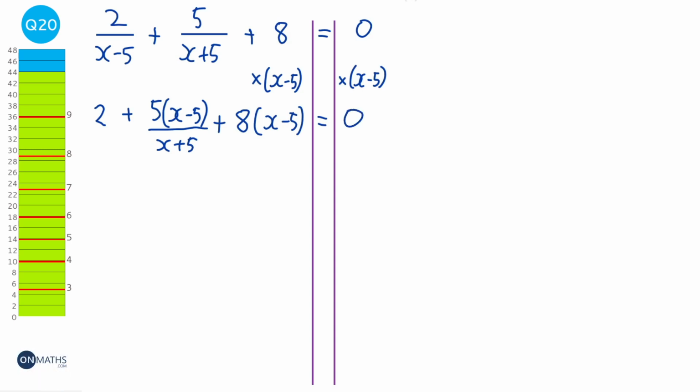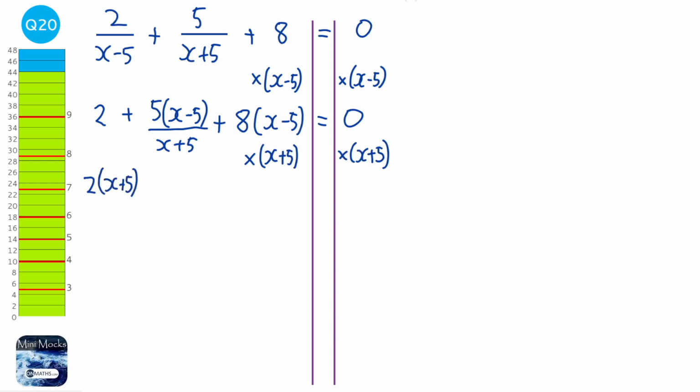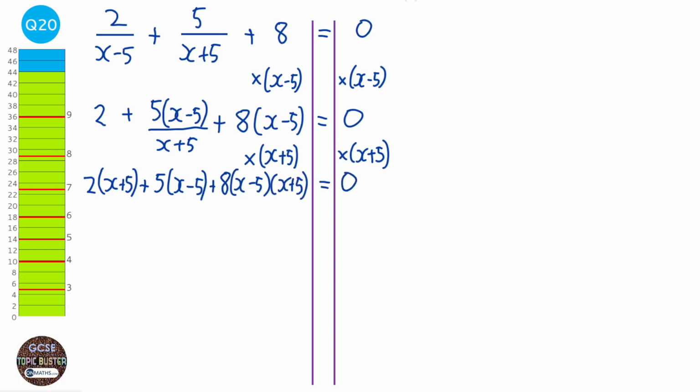Okay, next we're going to times both sides by the x plus 5 to get rid of that fraction. So this will leave us with 2 brackets x plus 5. That will get rid of this fraction here, and we'll just leave the x minus 5, and then this will become 8 brackets x minus 5 brackets x plus 5. And 0 times anything is just 0.